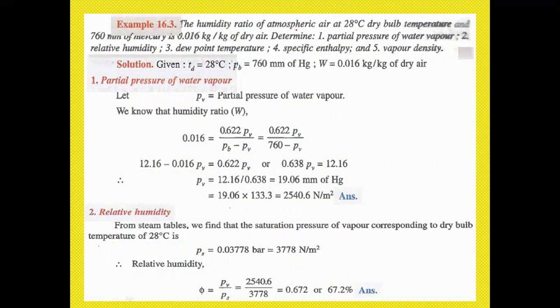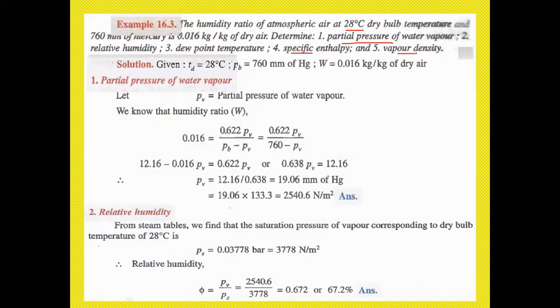The humidity ratio of atmospheric air at 28 degrees centigrade dry bulb temperature and 760 mm of mercury is 0.016 kg per kg of dry air. Determine the partial pressure of water vapor, the relative humidity, the dew point temperature, the specific enthalpy, and the vapor density. Right.